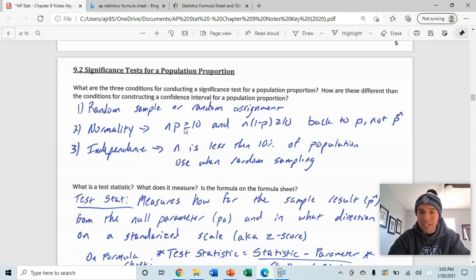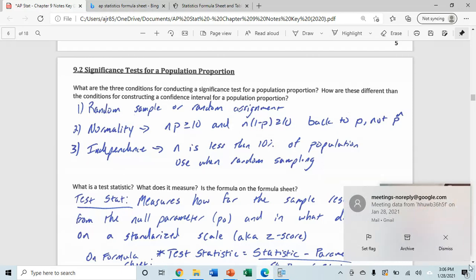When we're dealing with a significance test, we're going to be using p, which is the value from your null hypothesis. So for example, say you think that the proportion is less than 50%. Your null is p equal to 0.5, alternative p is less than 0.5. Maybe your p hat is 0.47. You're not going to use 0.47 here. You're going to use that value of 0.5 that's in your null hypothesis.